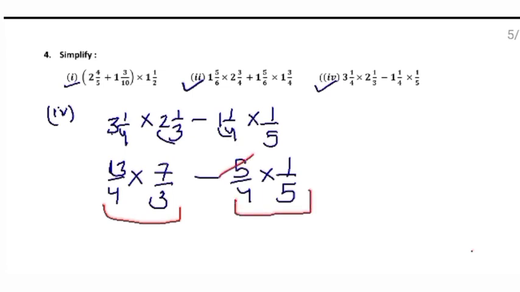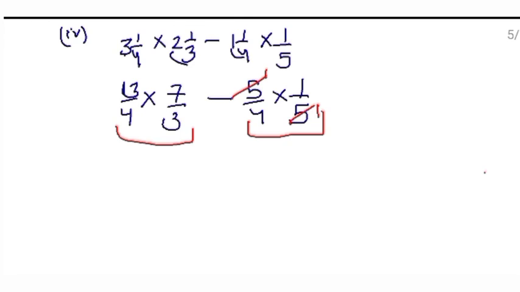This numerator and this denominator both are divisible by 5. So 5 ones are 5, 5 ones are 5. Now write here 13 sevens are 91 upon 4 3s are 12, minus 1 1s are 1 upon 4 1s are 4.